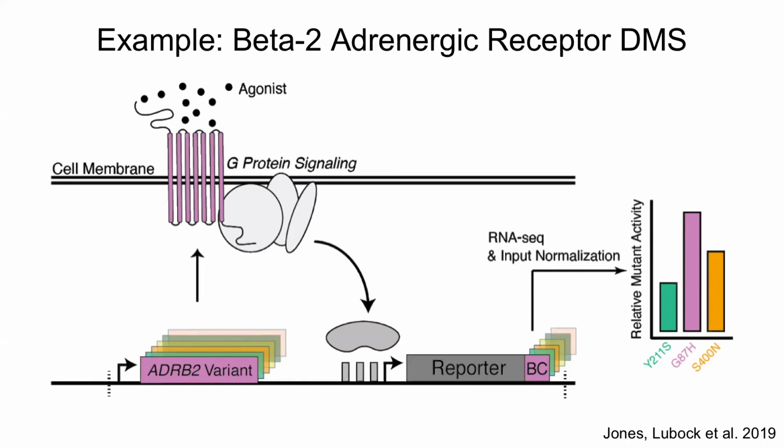Then we introduced the library in human cells. The variant receptors expressed at the cell surface, or some of them didn't. We incubated with a known agonist of the receptors, and that triggered G protein signaling, which then, in a manner that was related to the function of the variants, activated the reporter gene. And then we measured the differences in the reporter gene expression with RNA-seq, normalized to the input, and generated variant scores for our entire library.